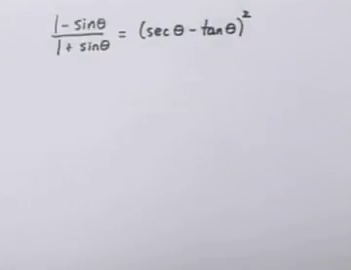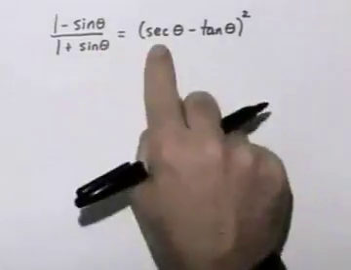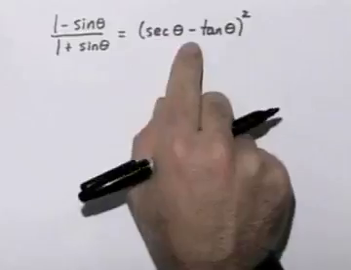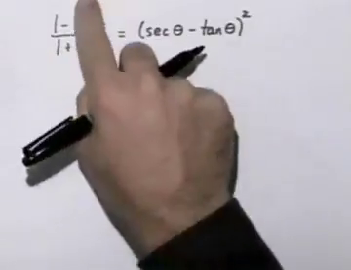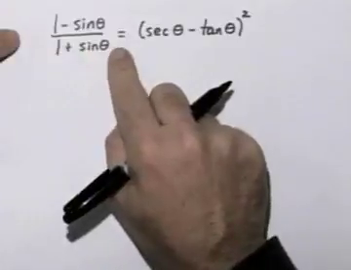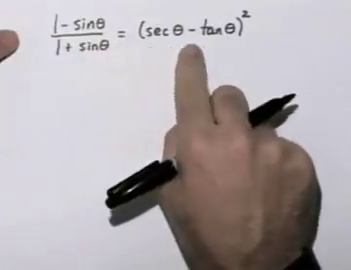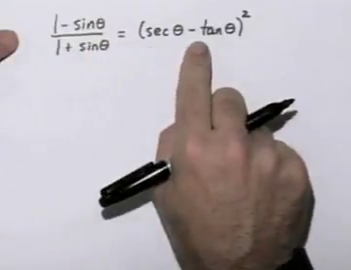We want to establish the identity (1 minus sine theta) over (1 plus sine theta) equals (secant theta minus tangent theta) quantity squared. Here, both sides are relatively complicated looking. However, it's recommended that we manipulate the side containing the fractional expression rather than the right-hand side.